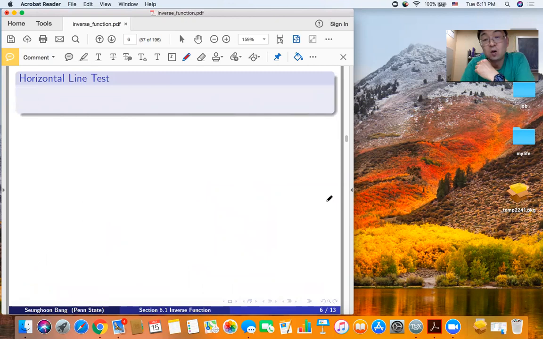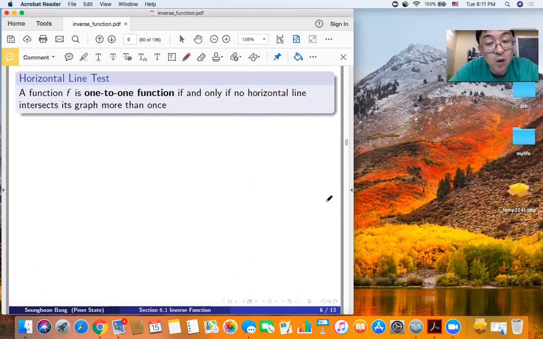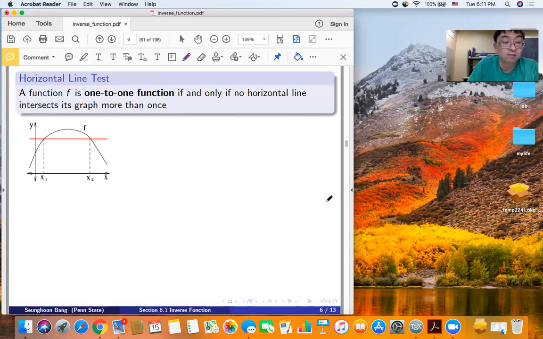The next one. We have one geometric method to check if a function f is one-to-one or not. We call it the horizontal line test. A function f is a one-to-one function if and only if no horizontal line intersects its graph more than once. This one here is not one-to-one.